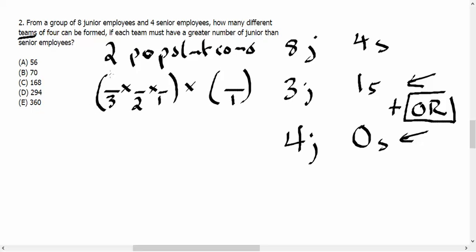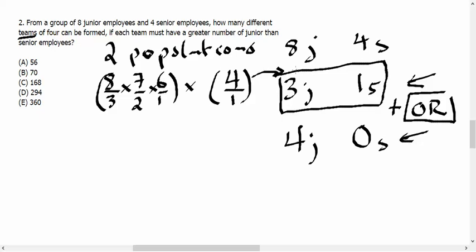Okay, how many could we choose for the first one? Well, we could choose any of the 8. For the second one, it's going to be any of the 7 left. And the third one is going to be 6. And for the senior employees, well, we could choose any of the 4. Right? So that's this first option right here, where we have 3 juniors and 1 senior.